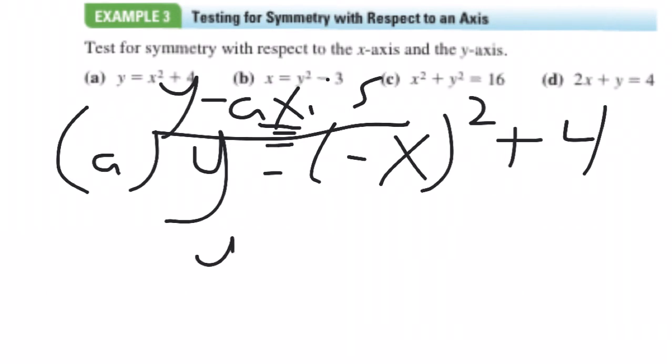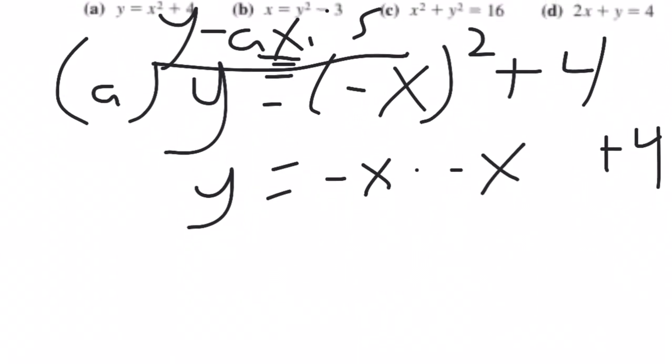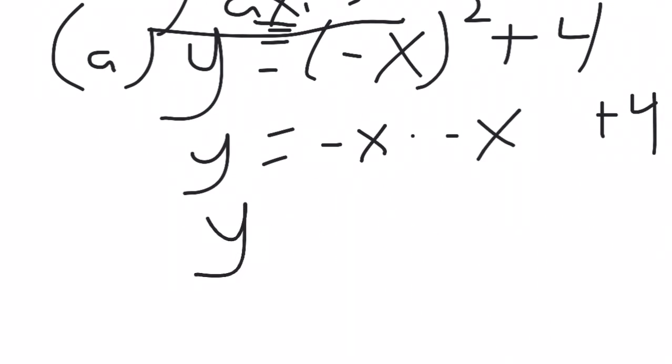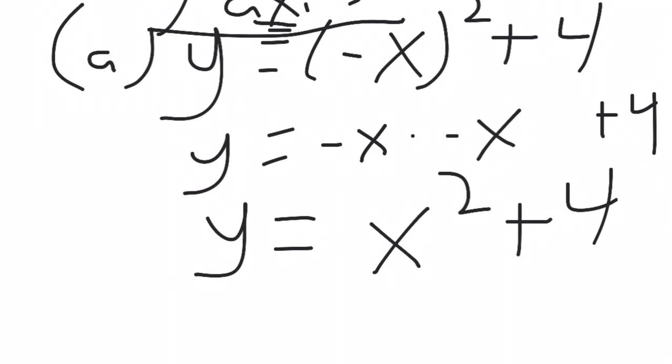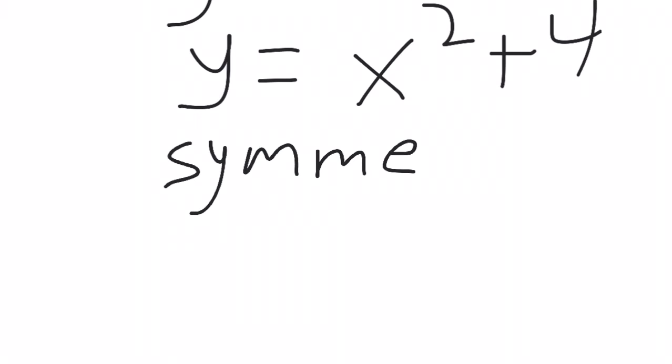So if you simplify it, negative x squared, that'd be negative x times negative x, which would just give you positive x squared. So since you got the same thing after plugging in negative x, you can say it's symmetric about the y-axis.